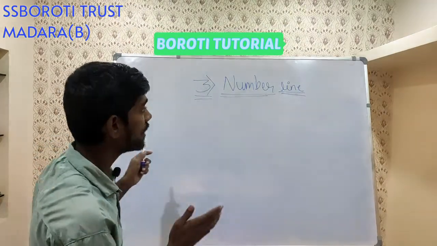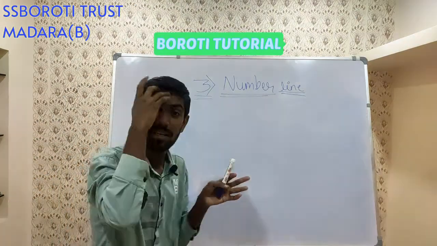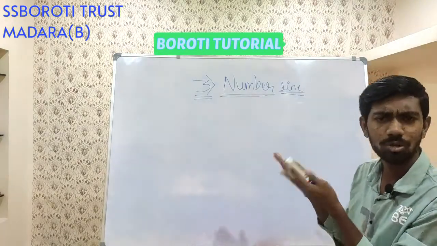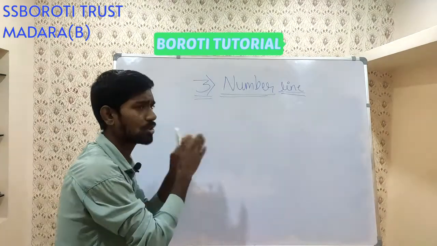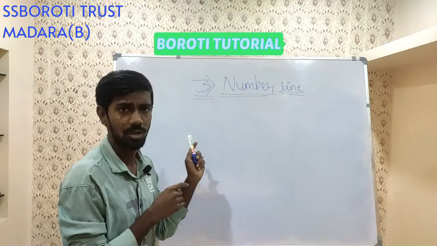In previous videos we read about numbers as well as the place value table. Now we are reading about the continuation of that place value table, which is the number line. How do we write numbers on a number line? By using a line, on which we will plot the numbers. In this chapter we will mainly read about how to plot the number line as well as how to represent the numbers on the number line.